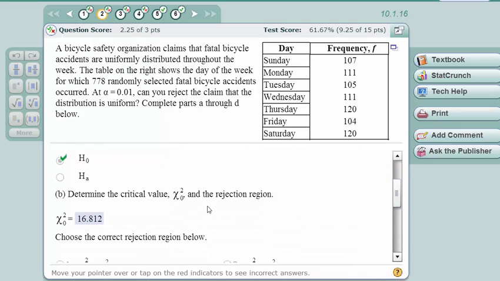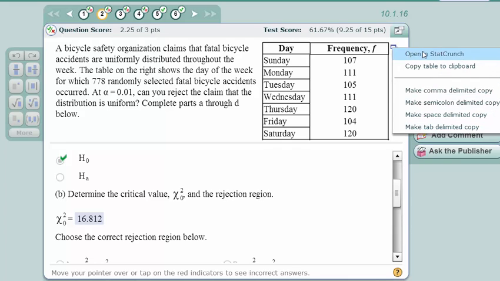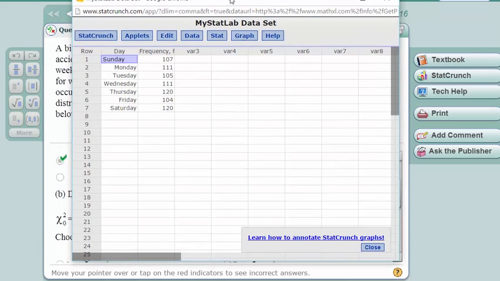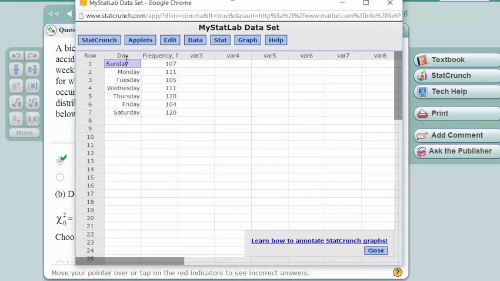Determine the critical value of chi-square in the rejection region. Well, first of all, the easiest way that I know how to do this is, again, to use StatCrunch. And in my stat lab, if you click on this little icon, you can open StatCrunch and have the data already loaded, which it has right there. There's our seven categories, and that's the observed frequency.